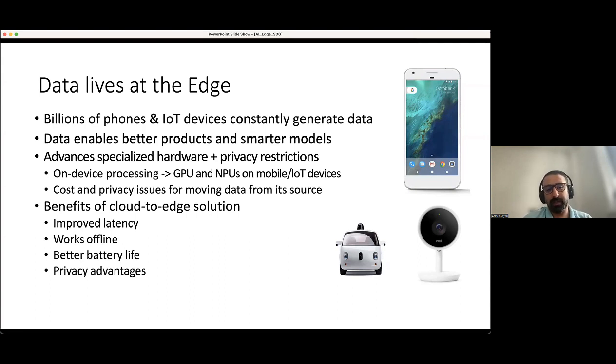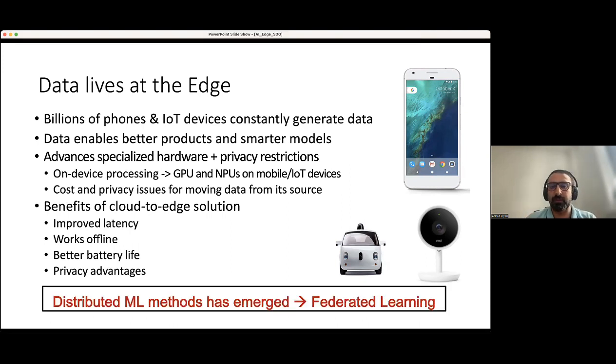Also, there are other benefits to moving from the cloud to the edge: improved latency, and all the solutions can work offline. It's better for energy and battery lifetime, and it also gives us privacy advantages. So that's why many distributed machine learning systems have emerged recently. And one of these systems is called federated learning.